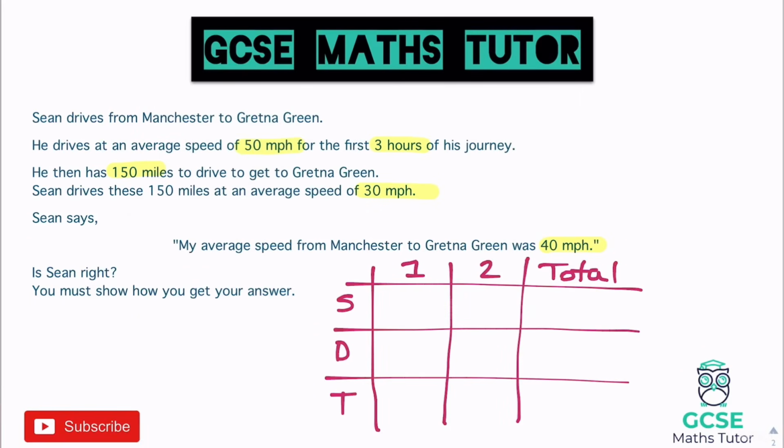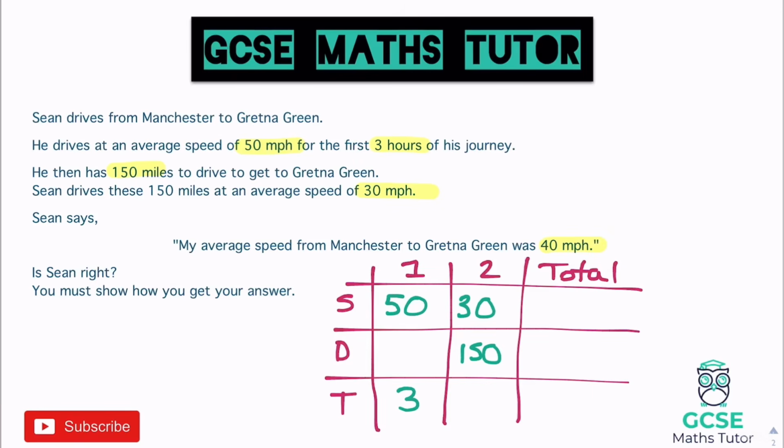So let's have a look. That first part of the journey, it says he drives at an average speed of 50 and the time is 3 hours. The next part, he then drives 150. Hold on, let's make sure that goes in the right place. He then drives 150 miles, so that's a distance. Almost put that in the speed there. And that is at an average speed of 30. There we go.